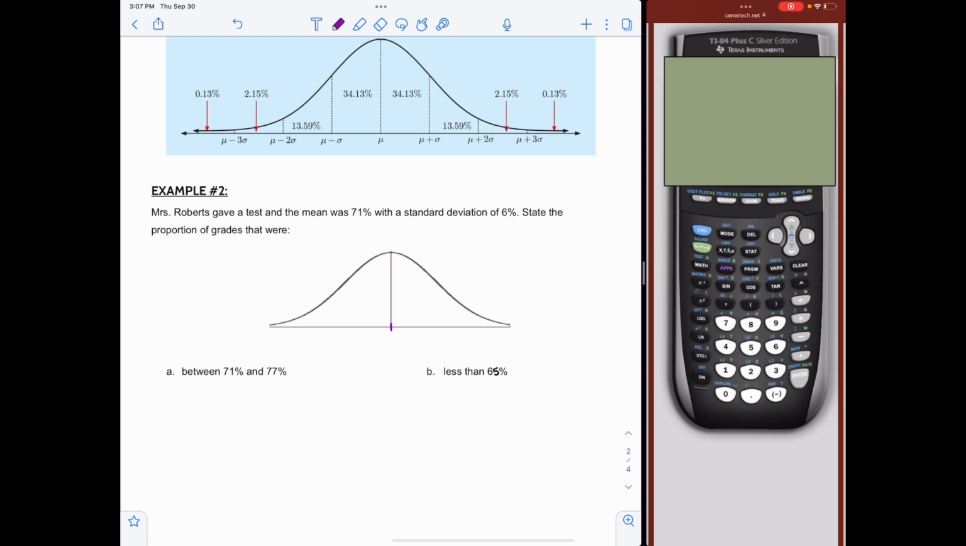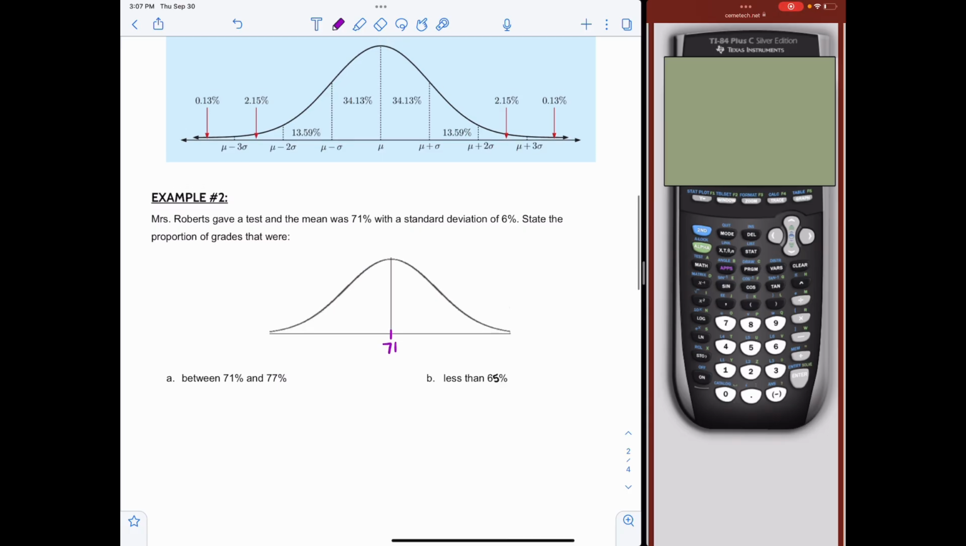So the mean is 71. So I put my mean in the center. And then my standard deviation is going by 6. So that means I increase and decrease by 6. So 1 standard deviation above the mean will put me at a grade of 77. 2 standard deviations above the mean will put me at 83. And 3 standard deviations above the mean will put me at 89.